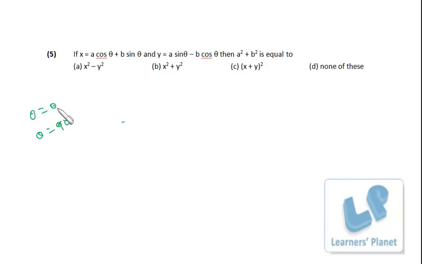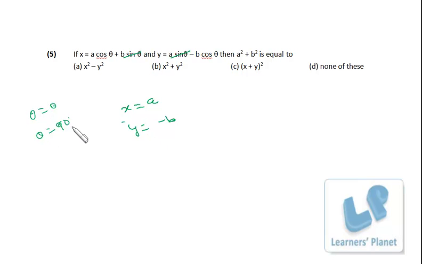If you put theta as 0, then this expression will be 0, and over here this expression will be 0, right? So x is equal to a if theta is equal to 0. Similarly, y is equal to minus b if theta is equal to 0. So a square plus b square will be what? x square plus y square, right? If you square both the sides and add them, a square is equal to x square, minus b whole square, that is b square is equal to y square. So a square plus b square is equal to x square plus y square.